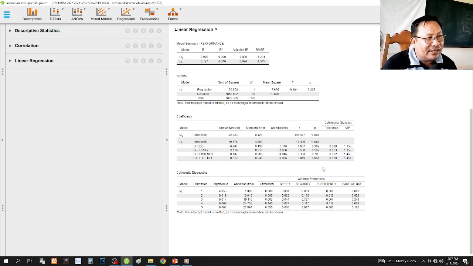So even on the individual influence, we can see that there is no significant influence by the predictors on the dependent variable.